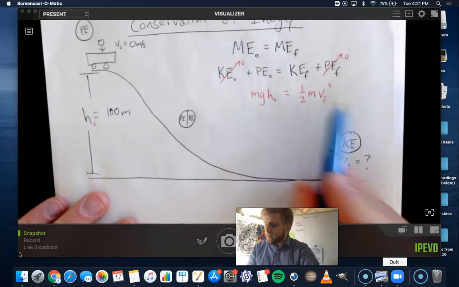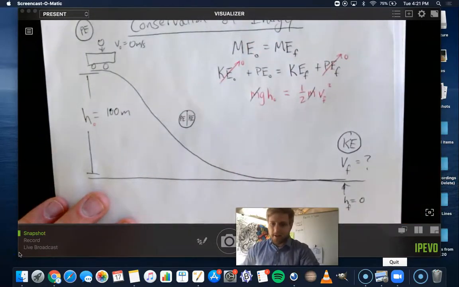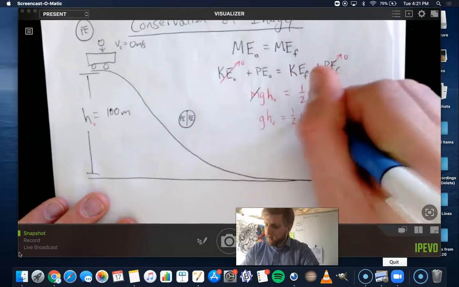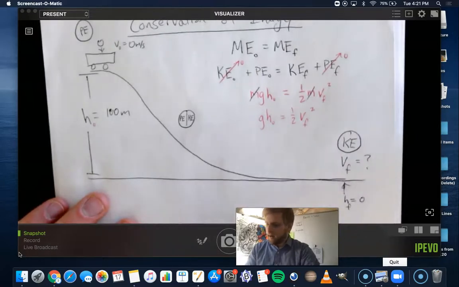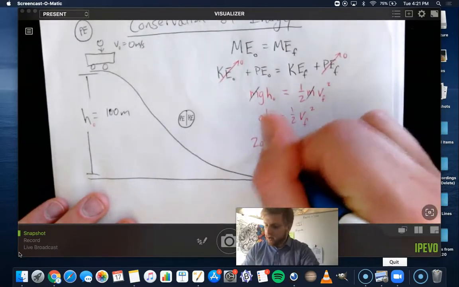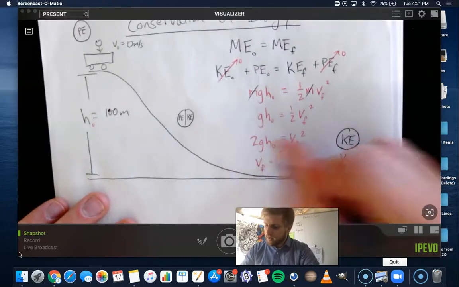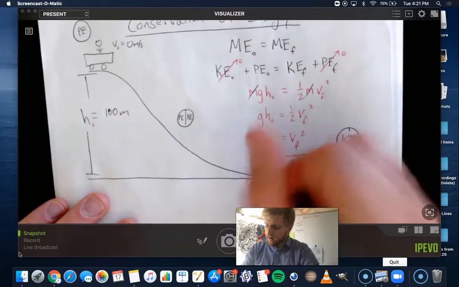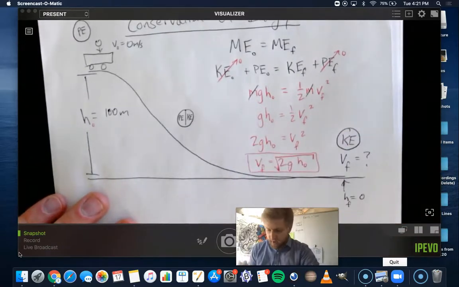Okay, the algebra steps. We're solving for v final. Let's divide both sides by the mass, canceling it. We're left with g h naught equals 1/2 v final squared. Now we can solve for v final. I need to multiply both sides by 2. So 2gh naught equals v final squared. So v final equals the square root of 2gh naught. That is the equation that we're going to be using.